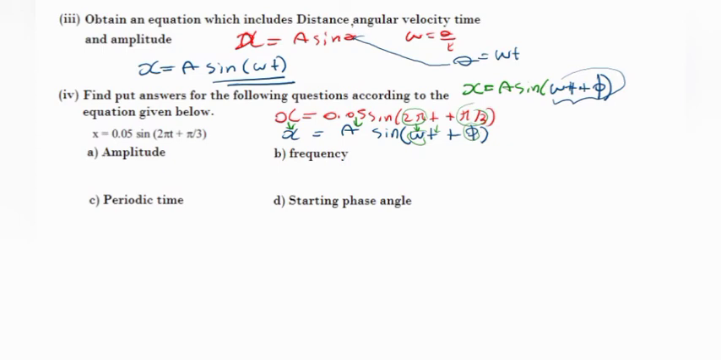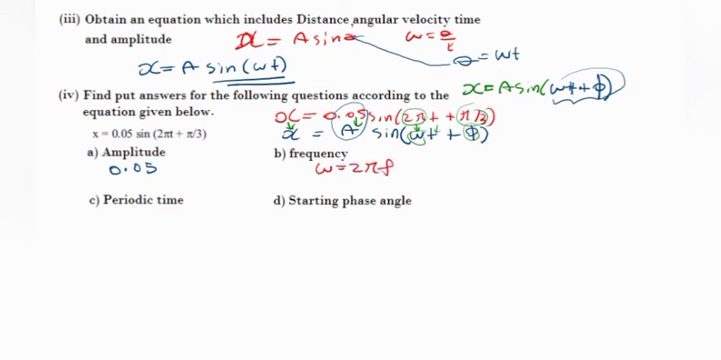This one asks for the amplitude. The amplitude resembles this part, and you can obtain it directly from the equation: 0.05. We don't know any unit, so just leave it. And the frequency, how do we find it? You know omega is equal to 2 pi f. I told you to use this equation directly.